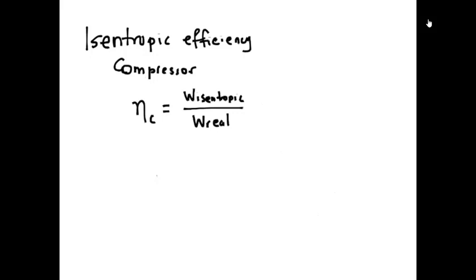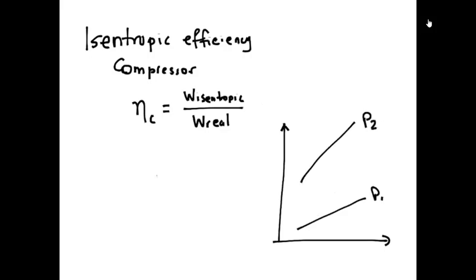For a compressor, the work is the other way around: the isentropic work over the real work. And we can do the same diagram and the same analysis. We have P1 and we compress towards a point P2. In an isentropic way, this would be something like this, but real life is a process like here.